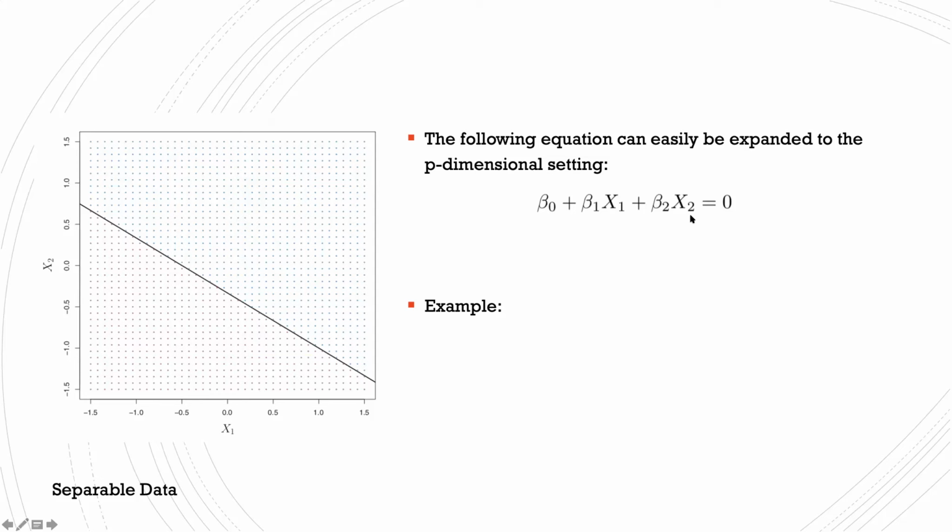And this following equation can easily be expanded to the p-dimension setting. Here is our example, and let's see how we can extend that. We have this hyperplane with this equation, 1 plus 2x1 and 3x2. We are in 2 space, and we have some blue dots and pink or purple dots. That means we have 2 classes, okay? We are just separating these 2 classes by using one hyperplane.